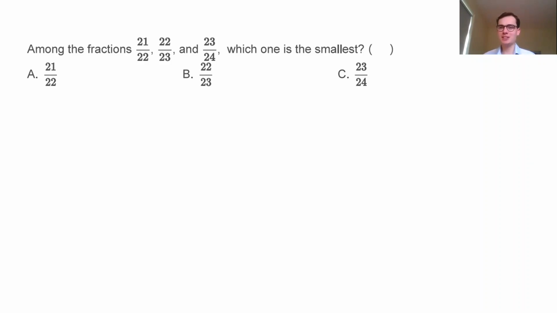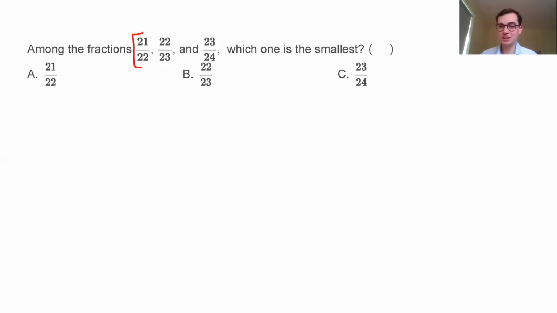Among the fractions 21 over 22, 22 23rds and 23 24ths, which one is the smallest? Okay, well what I notice first of all is that all of these fractions are very close to 1, they're just a tiny bit smaller than 1. I know that because each of the numerators, for example, if I take 21 over 22, 21 is just 1 smaller than 22, so we're just a tiny bit smaller than 1.